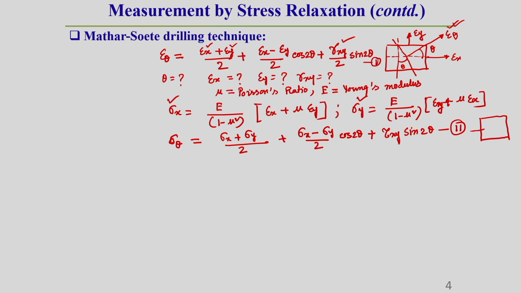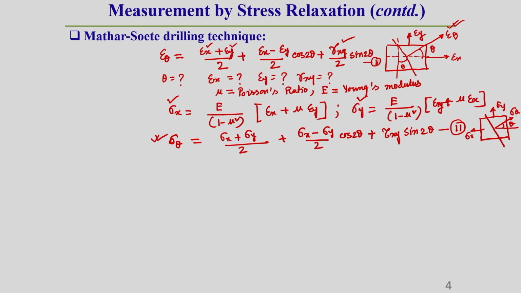That means, let this be your sigma x, let this be your sigma y. Now, let us take an inclination angle. So, the normal stress sigma theta, and let this angle with the horizontal axis be theta. So, sigma theta will be represented like this. Once we know this sigma theta, then we can easily find out what the maximum stress in that body is.